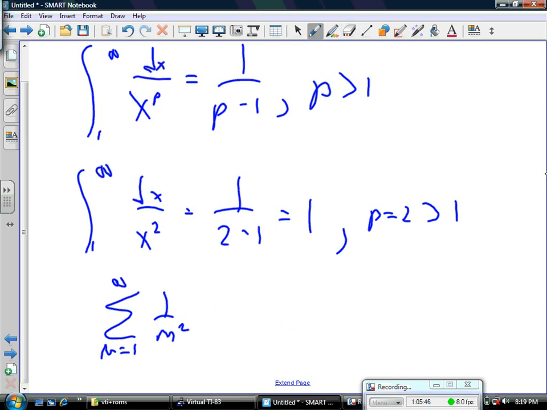Remember Euler? We named the number e after him. How do you spell Euler? E-U-L-E-R. Right. He came up with this result using rectangles. Nobody knows how he did it.